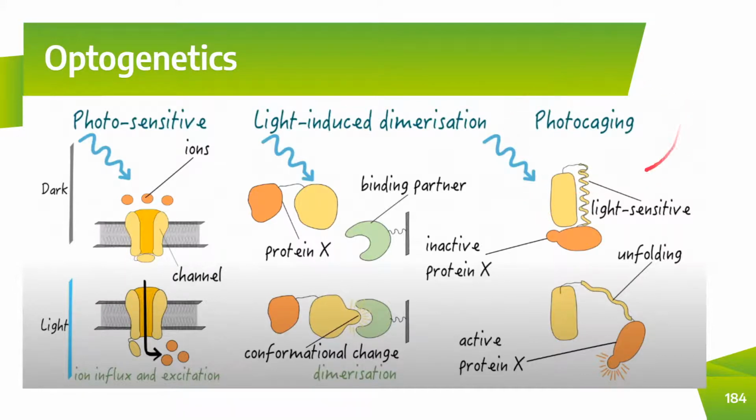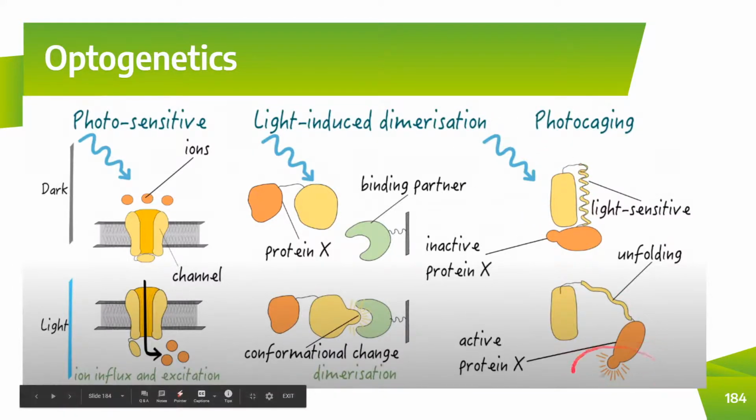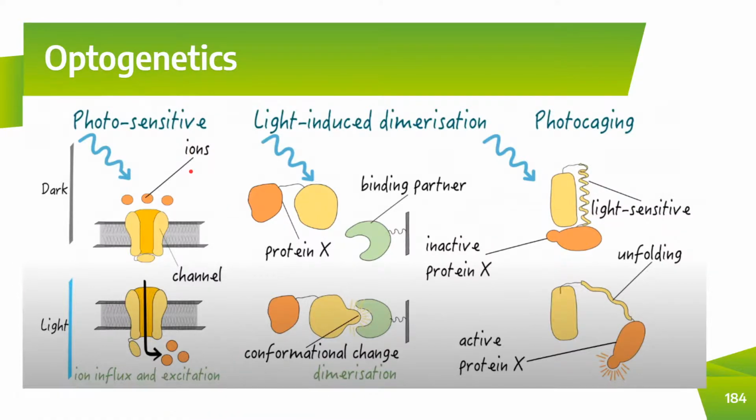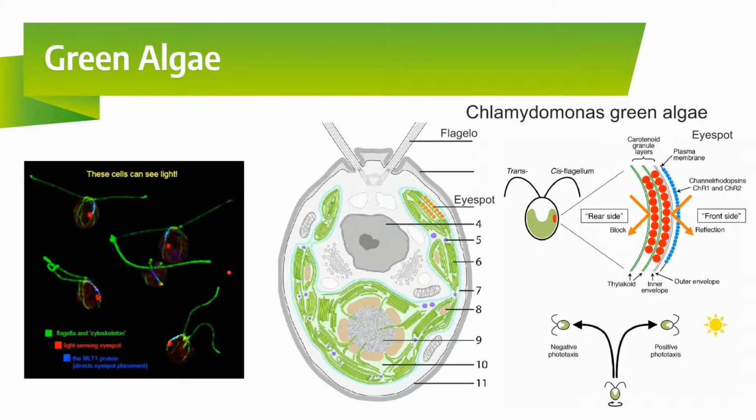Or there's something called photocaging, where an active site is hidden within the protein, and then upon light exposure, it opens up, exposes the active site, and produces a signal. What we're going to focus on here is mainly the left one, inducing channels with light. It's a very interesting feature. This feature was first found in the green algae Chlamydomonas, because this microorganism has something called an eye spot. So we know that it can sense light.